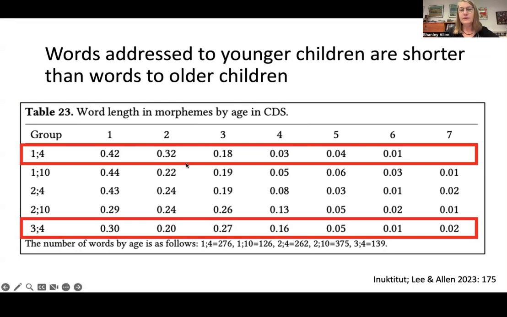And also, even at 1 year, 4 months, kids are hearing words that have as many as 6 morphemes. And by 1 year, 10 months, we see examples of 7 morphemes in the word. So it's not that young children are never hearing longer, more complex words, but the distribution seems to change gradually as kids get older. So that was also very interesting to see for us.